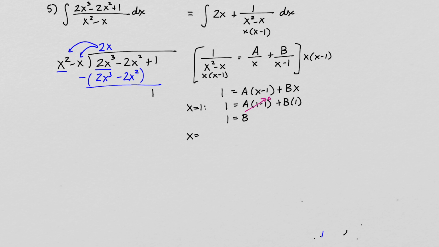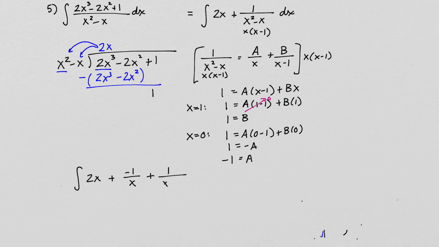If I pick x equals 0 and I plug in, I end up with 1 is equal to a times 0 minus 1 plus b times 0. So 1 is equal to minus a. So a is going to be equal to negative 1. So my integral now looks like the following, right? So my integral is now going to be, I'm integrating 2x plus a over x, which is negative 1 over x, plus b, which is 1 over x minus 1 dx.